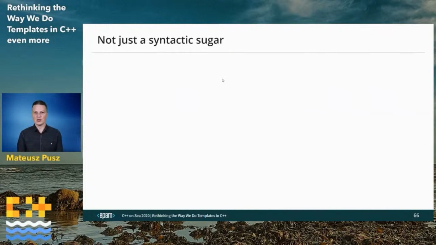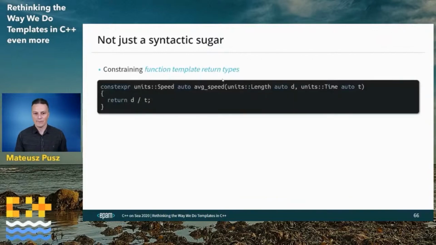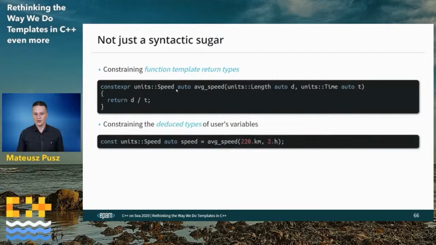But concepts are not just syntactic sugar. As I said, you can replace them with requires clauses in many cases, and that just works, right? Or maybe use enable_if, or make use of void_t somewhere. And you don't have to use concepts at all. However, how would you easily constrain a function return type with enable_if, for example? How would you constrain a user variable that takes the result of this function to be a speed with enable_if or any other techniques? Of course, you can use decltype and static_assert here, right? But is that a solution here?